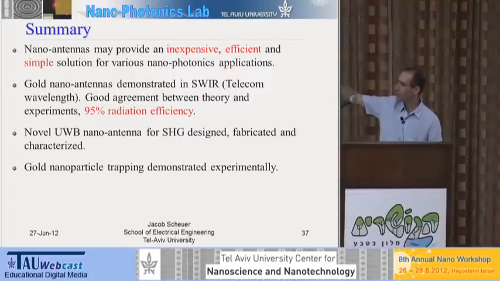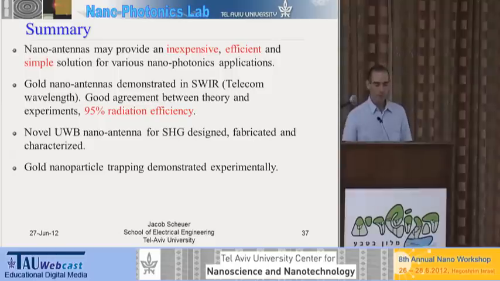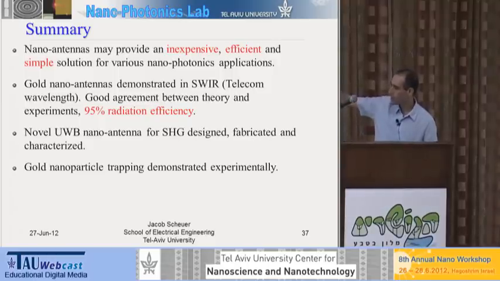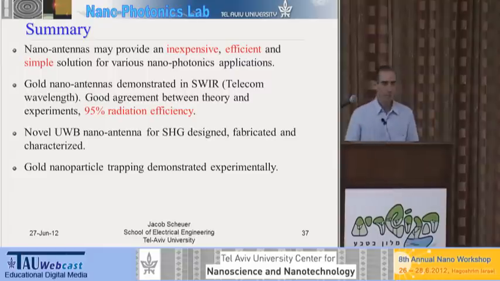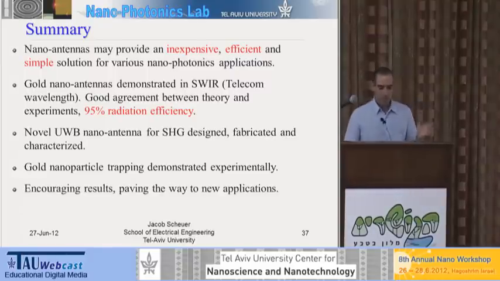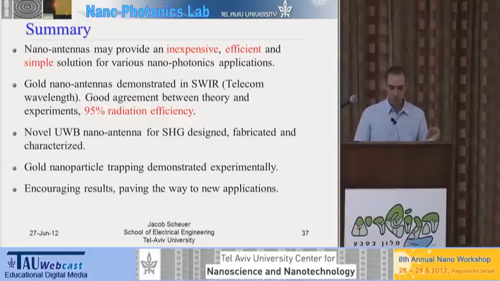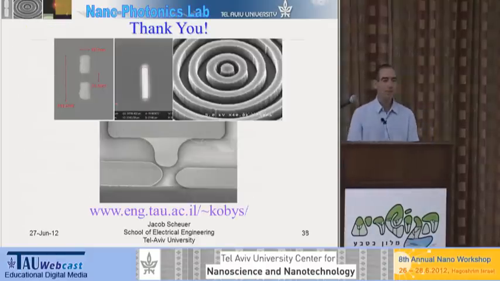We demonstrated, fabricated, and designed ultra-wideband nano antennas, which can cover a complete octave. I didn't show you that, but we were also able to trap gold nanoparticles with these nano antennas. And last but not least, we have very encouraging and promising results, and I believe that in the next few years we will make a lot of interesting applications from this research. And this is more than it, so thank you very much for your attention.